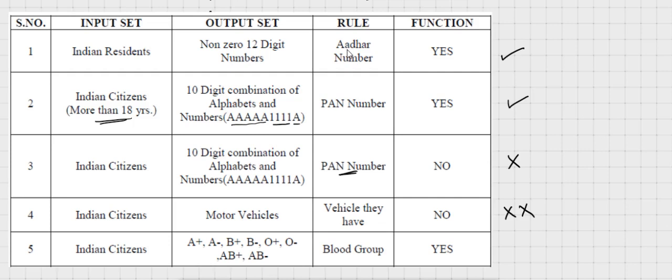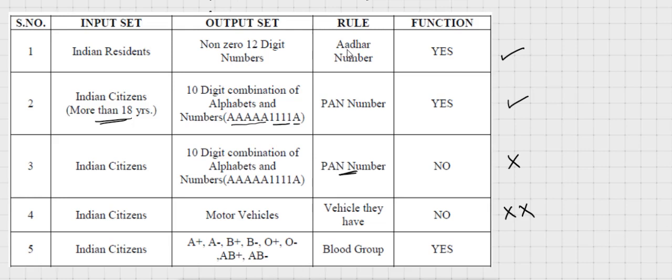We can define many rules, and we can frame the input set and the output set, and we can check whether it is mathematically a function or not. I am just taking only 5. Okay, we can take any numerous examples. That's not a problem, right?